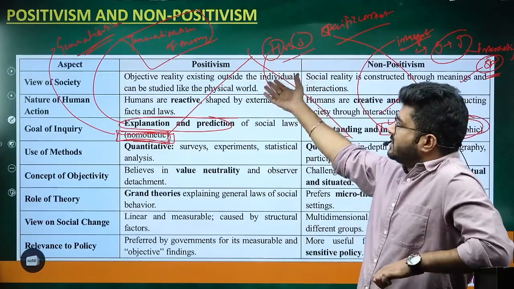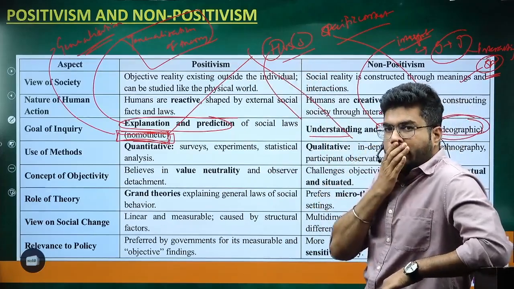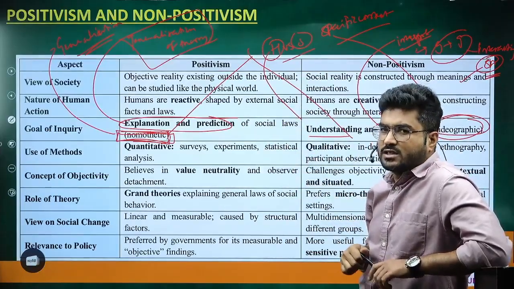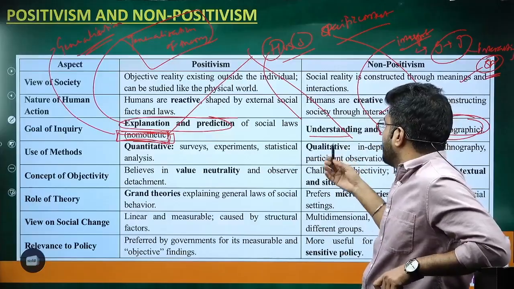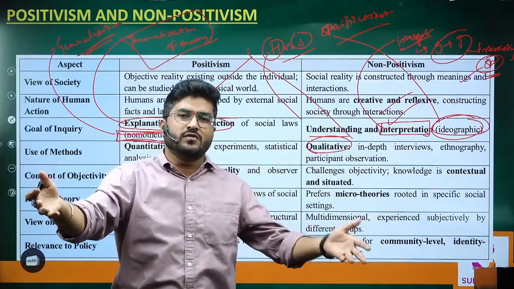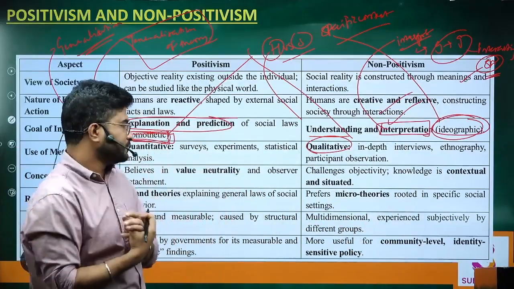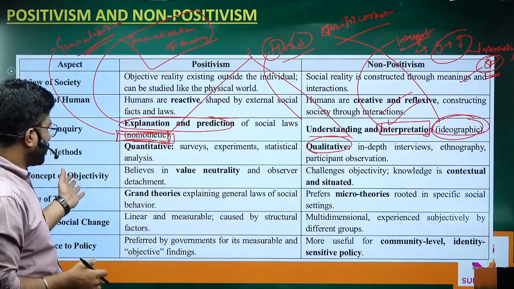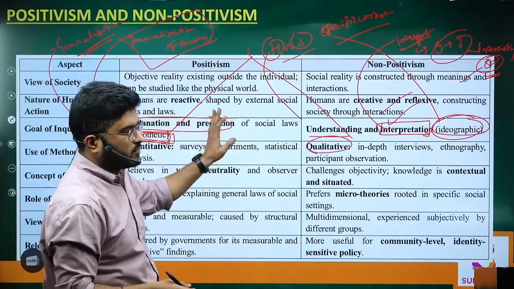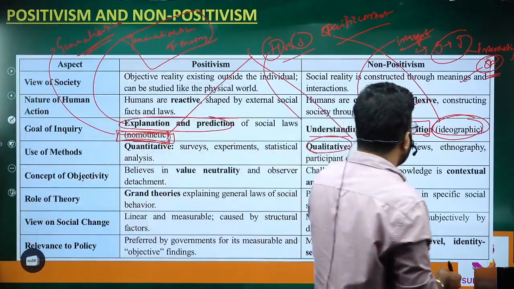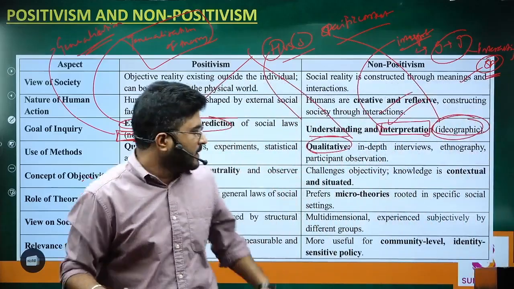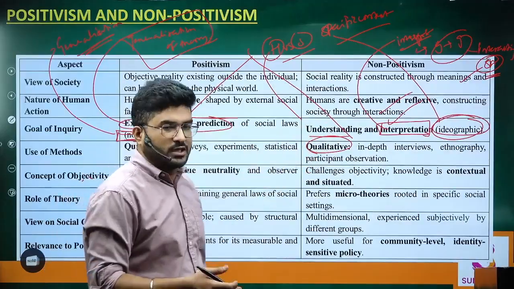Then use of methods. Obviously if this is the positivist school, they will be always focusing on quantitative methods, surveys, experiments, statistical analysis, etc. Whereas non-positivists will be qualitative, hence they will look for in-depth interviews, field study, participant observation. Okay. Then objectivity: the positive school of thought believes in objectivity and wants the observer to be detached. But the non-positivists say that objectivity is a myth, it is not possible here. So it is contextual and situation specific.